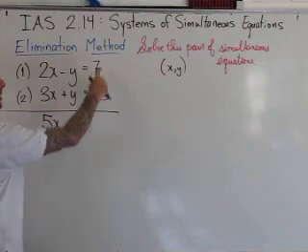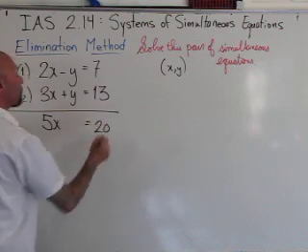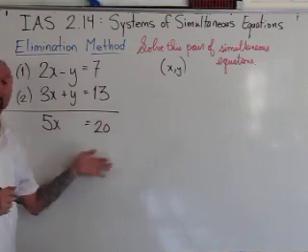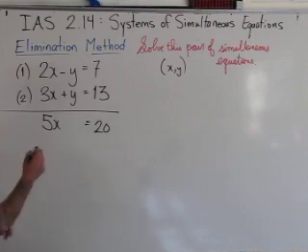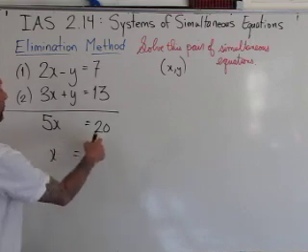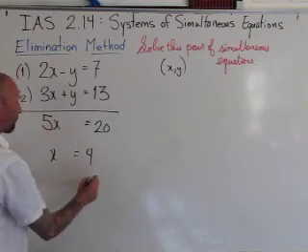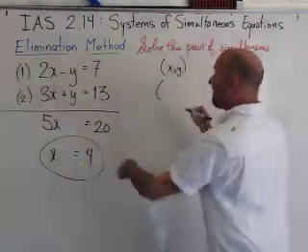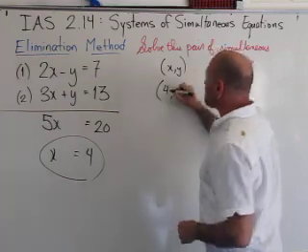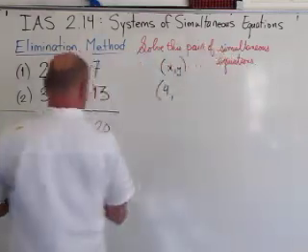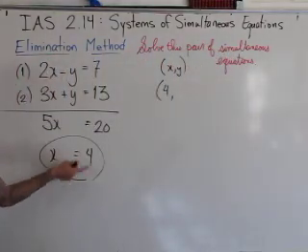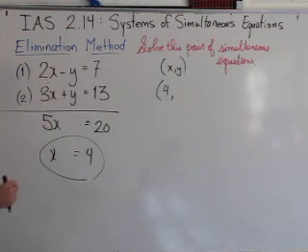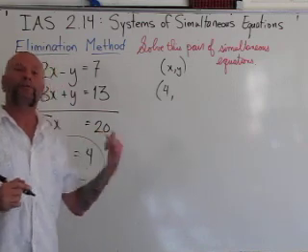So 13 plus 7 gives me 20. Now I've got something that I know how to solve. 5x is 20, so x is going to be 20 divided by 5, or 4. Now I've got my x part. My x is 4. And what I'll do now is take this value of x and plug it in to either one of the two equations to solve for y.